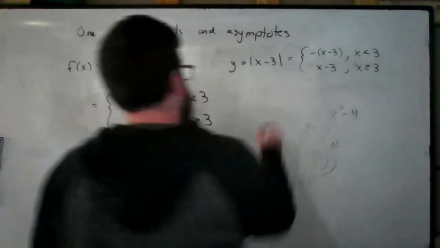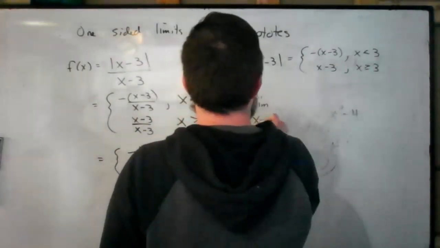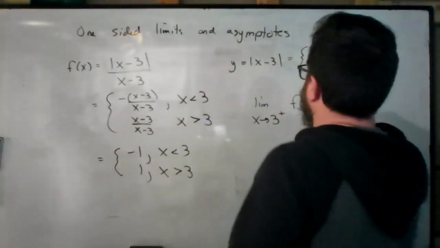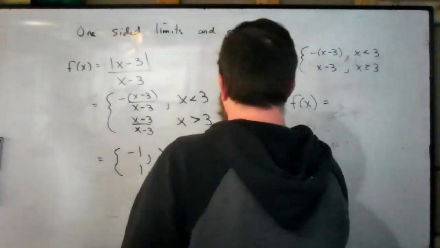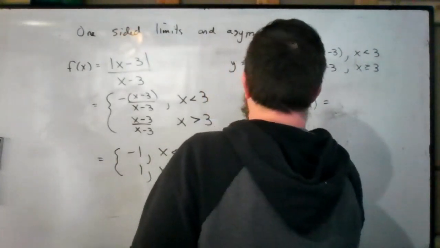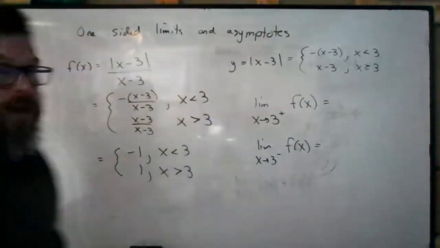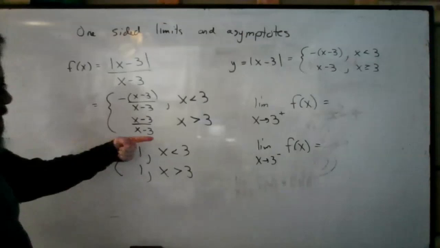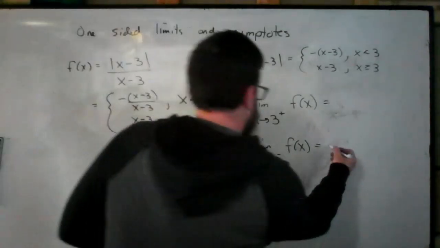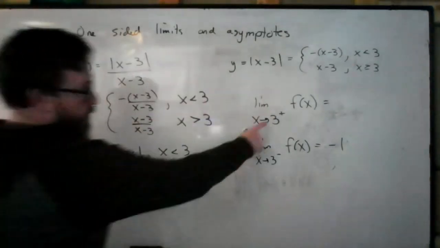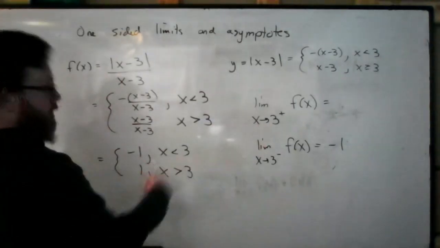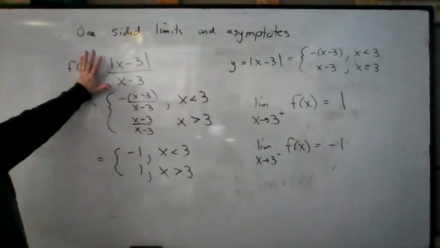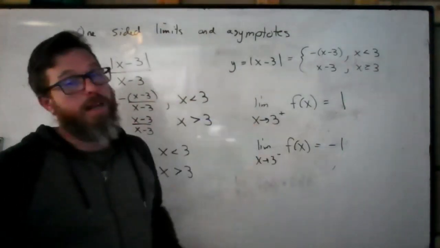So if I ask, let's say, what is the limit as x approaches 3 from the left-hand side of f of x? And what's the limit as x approaches 3 from the right-hand side of f of x? We can see they have two different values. If I'm approaching from the left-hand side, which means below 3, we can see that this is going to be negative 1. But if I'm approaching from the right-hand side, greater than 3, we can see it's going to be positive 1. Again, this function doesn't have a limit at 3 because its left and right-hand limits are not the same.